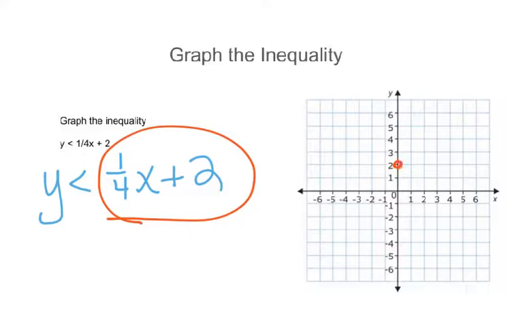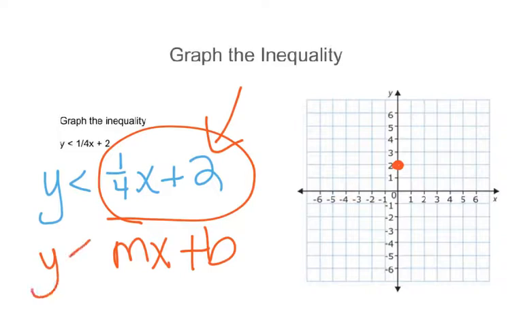I'm going to begin at 2 because that is the y-intercept. Remember, it's mx plus b. This time, though, it's y less than that. So b is where it crosses the y line, and that is at the number 2. Then the slope is rise over run. So I'm going to rise 1 and run 4. Now I am going to go the other direction too. And so I'm going to go down 1 and over 4.